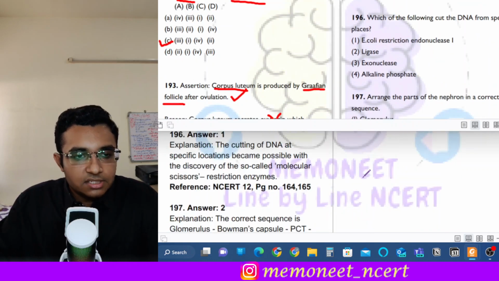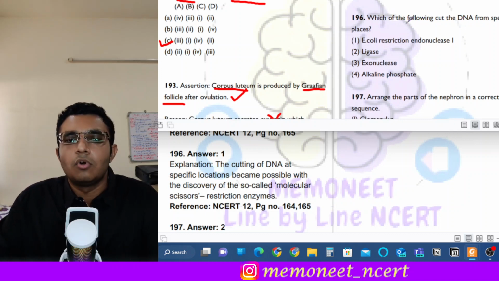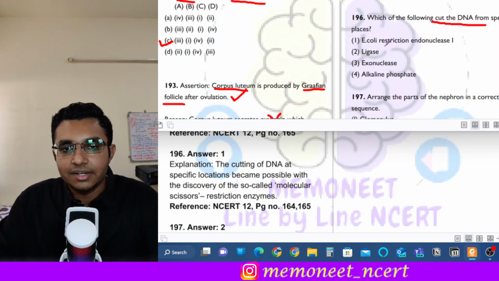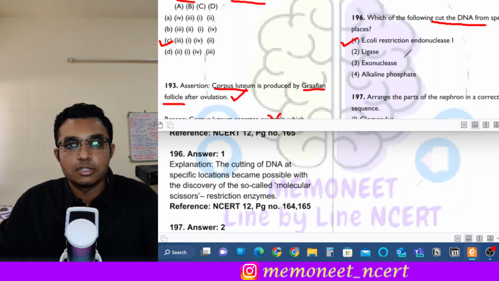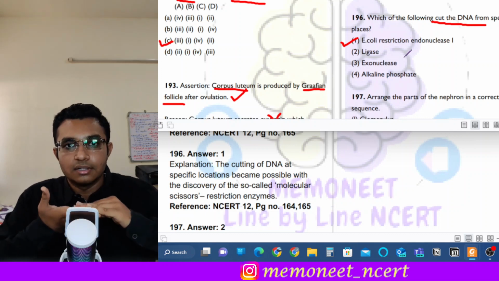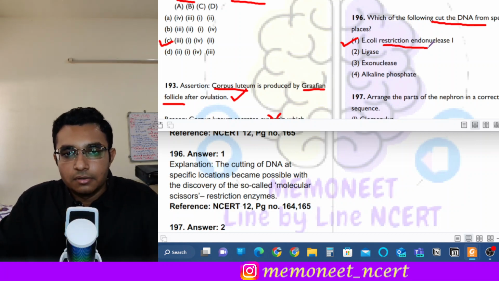Moving on to the next question, question 196. Which of the following cut the DNA from specific places? Okay, so what is the role of the restriction endonuclease? It cuts the DNA at specific places. So the correct answer will be option 1, that is E. coli restriction endonuclease 1. Ligase is responsible for joining of the DNA. Okay, so the correct answer will be restriction endonuclease.